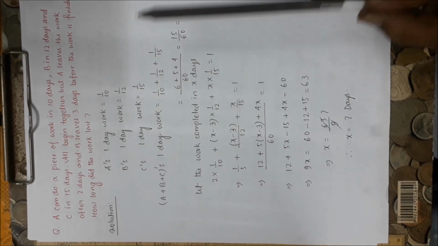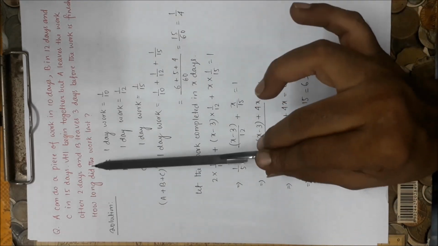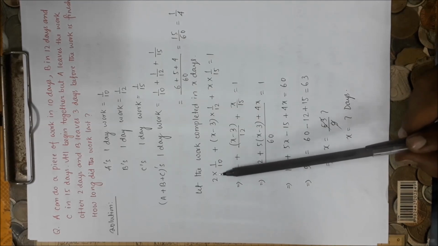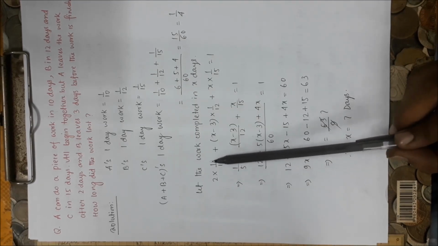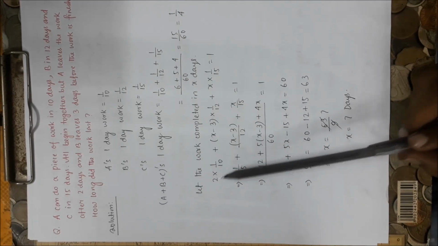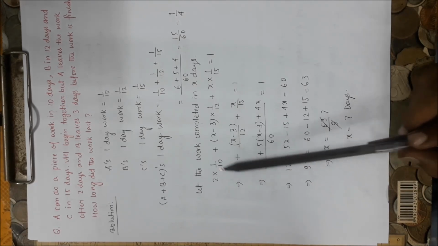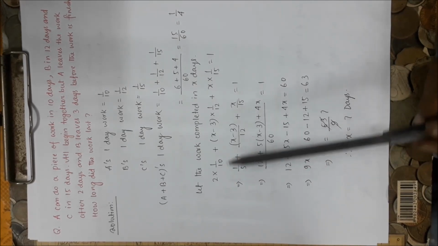Now A leaves the work after 2 days. That means 2 multiplied by 1 day work of A. A works for 2 days, so he completes 2 into 1 by 10 part of the work.